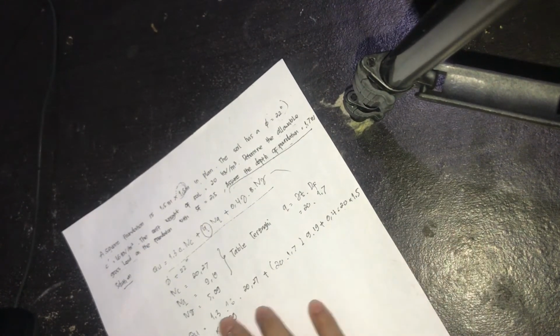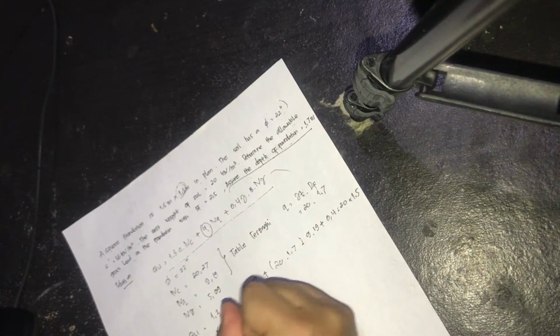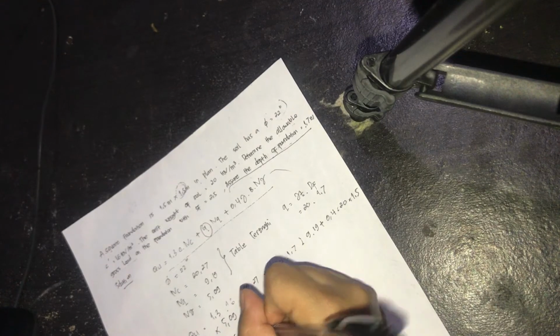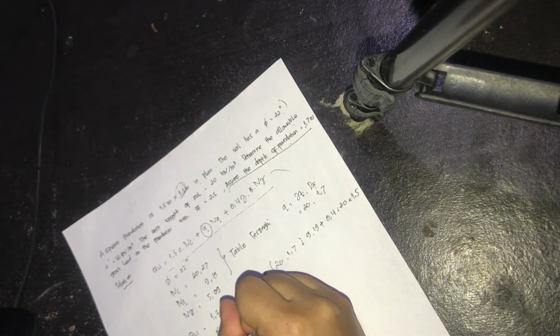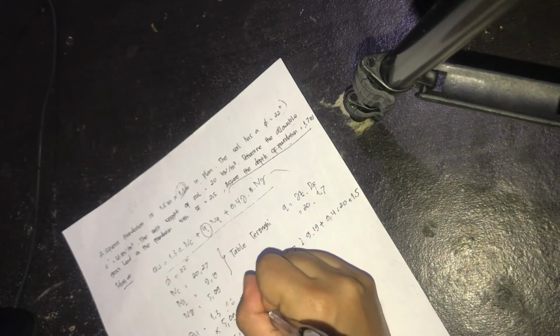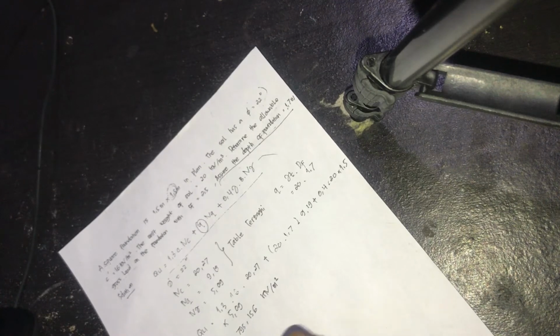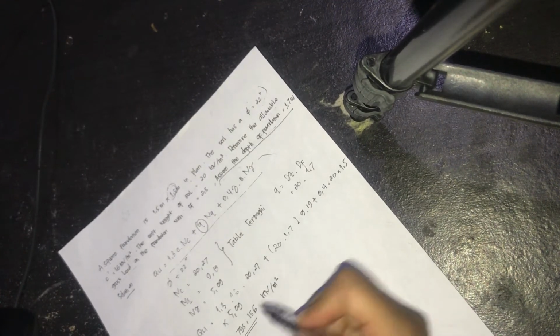So in this section we can calculate it. It's equal to 795.156 kilonewton per meter square. This is the bearing capacity of this foundation.